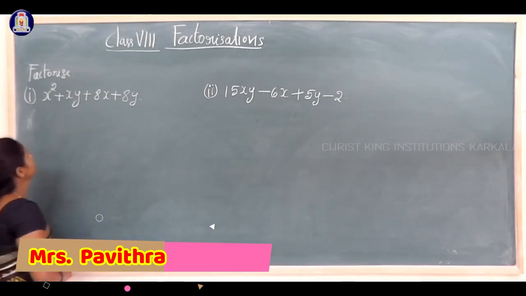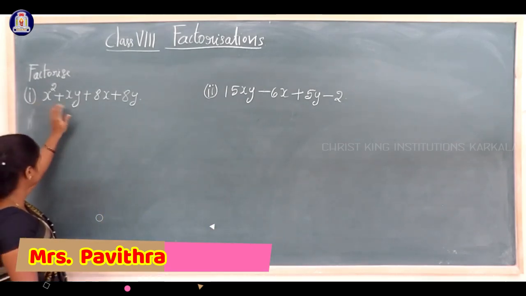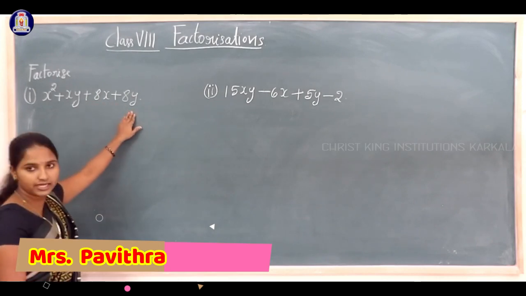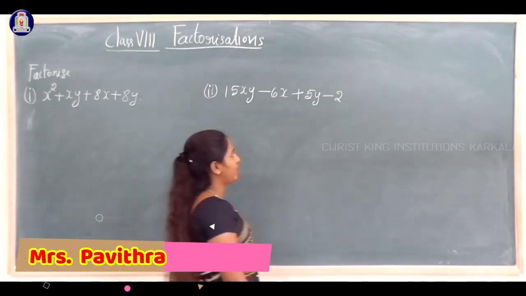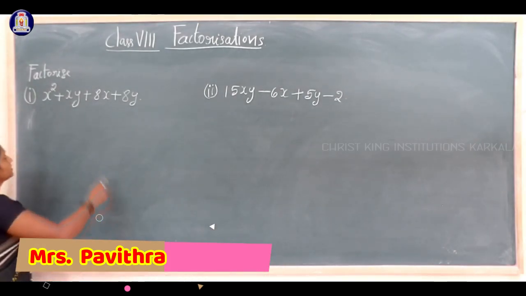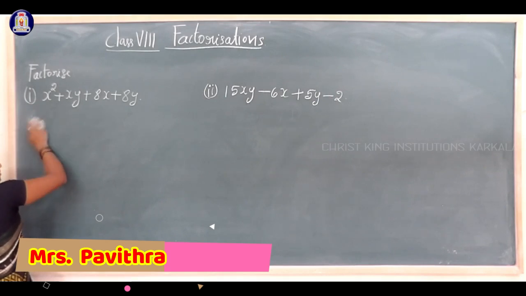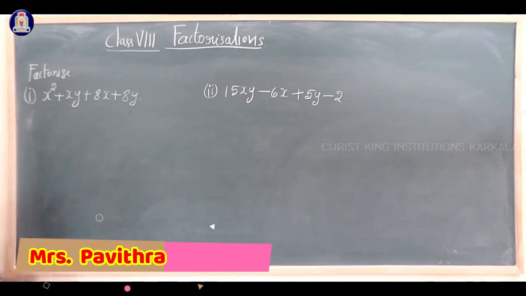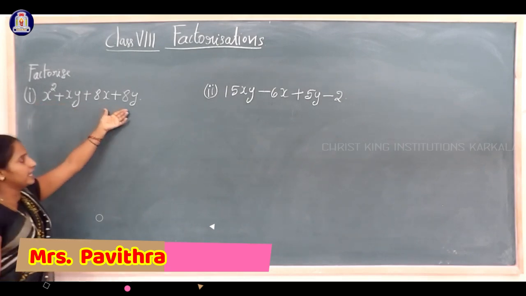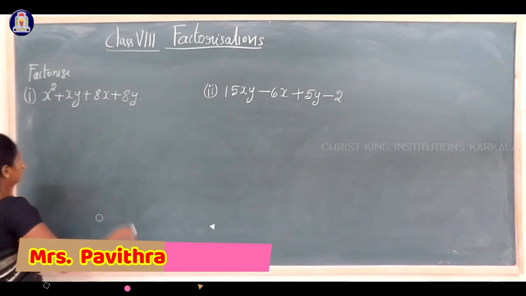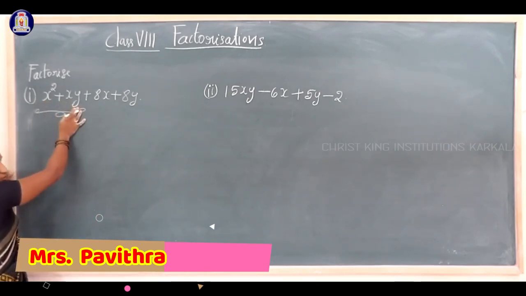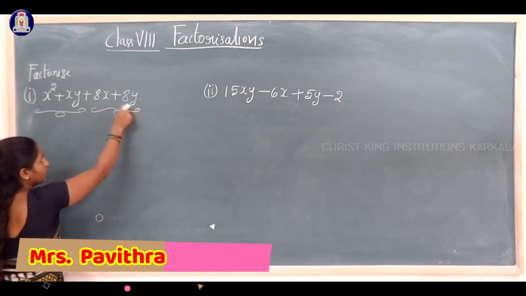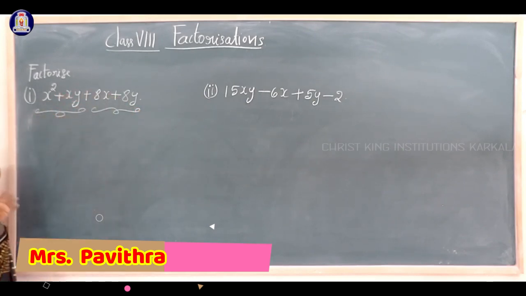Okay. The next question. Factorize x square plus x y plus 8x plus 8y. And the second question, 15 x y minus 6x plus 5y minus 2. So in this, factorize the first question. If you observe this question, there are 4 terms, isn't it? x square, x y, 8x and 8y. So in this, you can make a group. How to make a group? You can consider the first 2 terms and the second 2 terms. Okay? So these 2 and these 2. So this is a grouping.